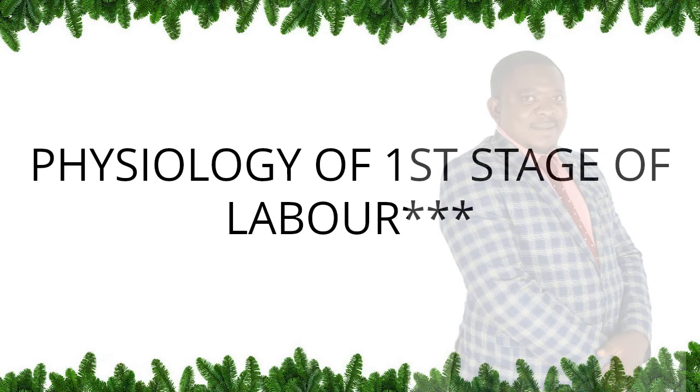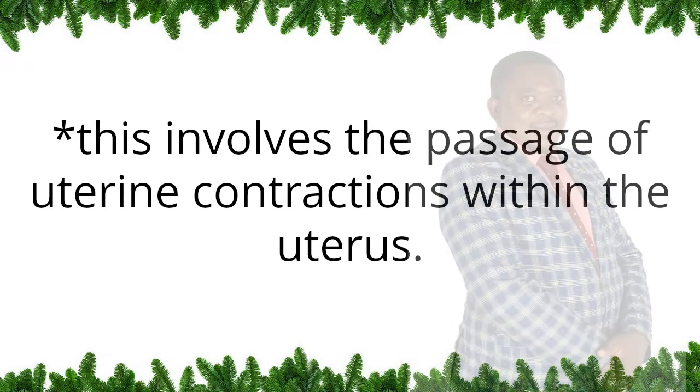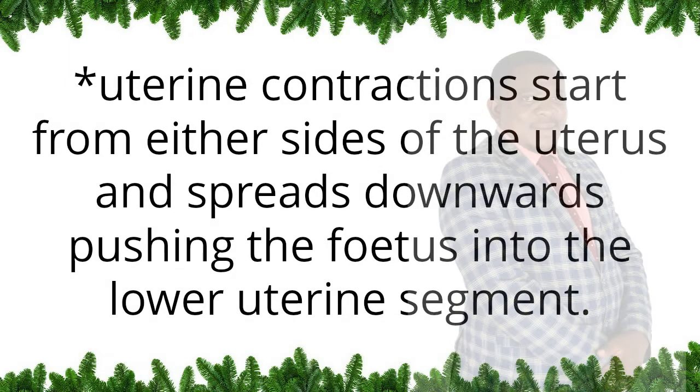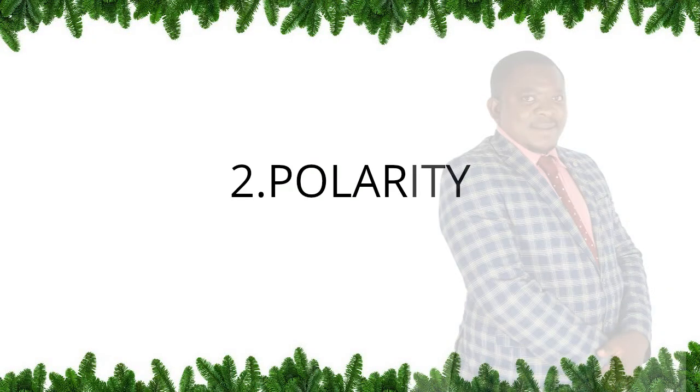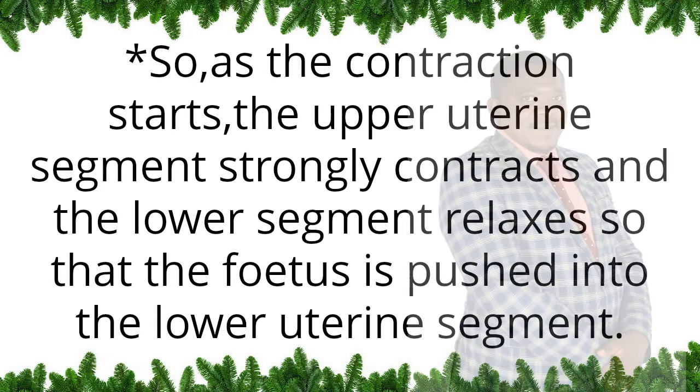Physiology of first stage of labor. 1. Fundal dominance. This involves the passage of uterine contractions within the uterus. Uterine contractions start from either side of the uterus and spread downwards, pushing the fetus into the lower uterine segment. 2. Polarity. This involves the harmony or coordination that occurs between the two poles of the uterus, upper and lower uterine segment. So as the contraction starts, the upper uterine segment strongly contracts and the lower segment relaxes so that the fetus is pushed into the lower uterine segment.